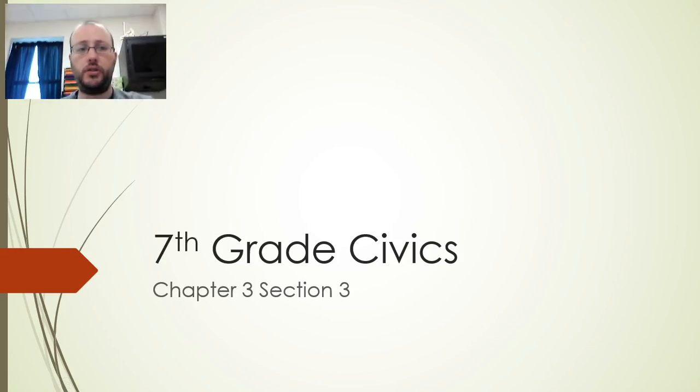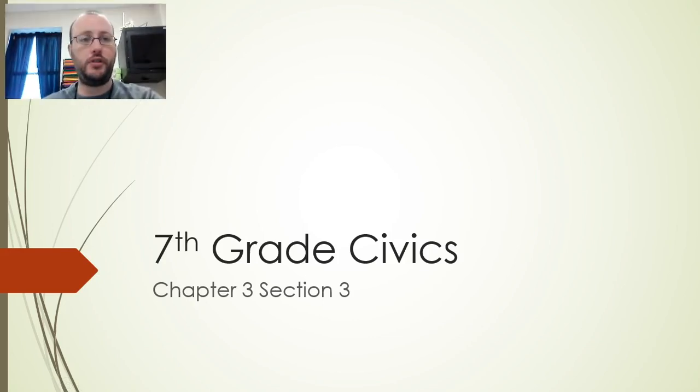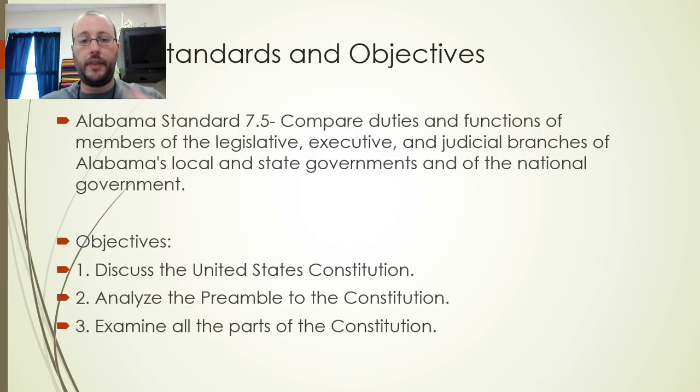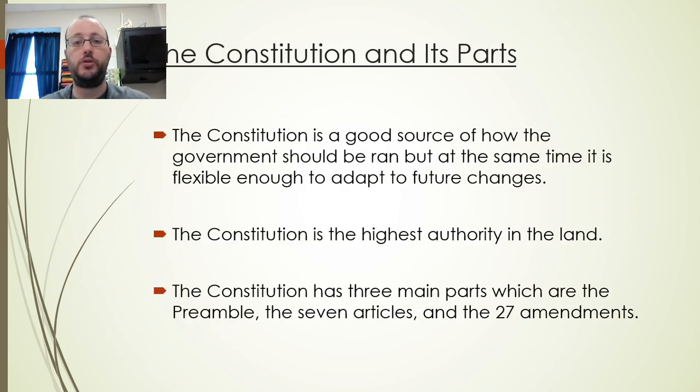So we're going to be in section 3 of chapter 3. We're going to discuss basically the makeup of the U.S. Constitution, the preamble, and then we're going to examine the different parts of the Constitution. It's a good source of how the government should be run, but at the same time, it's flexible enough to adapt to future changes. And it's the highest authority in the land.